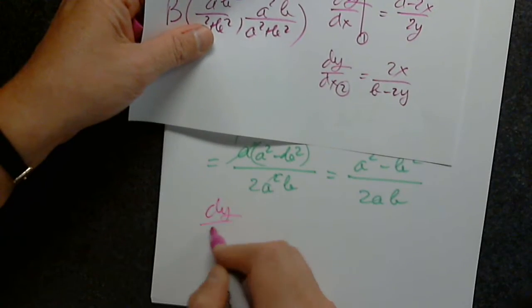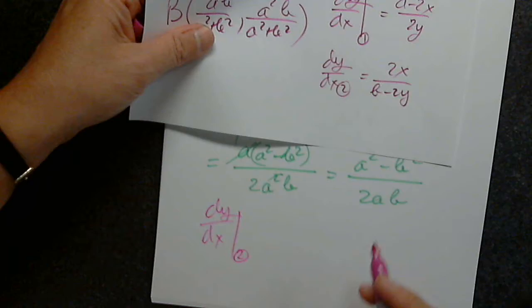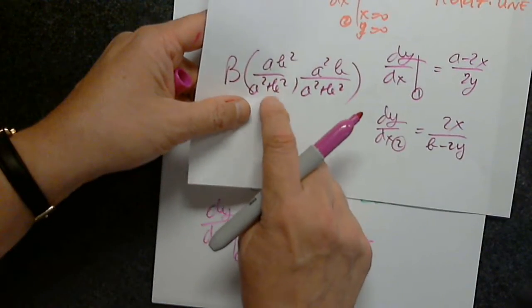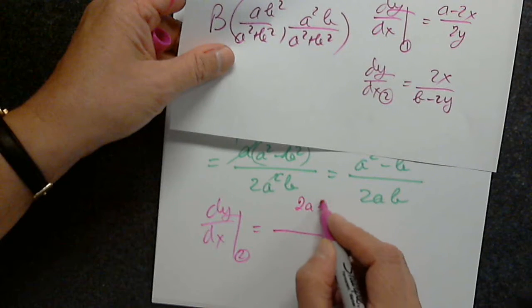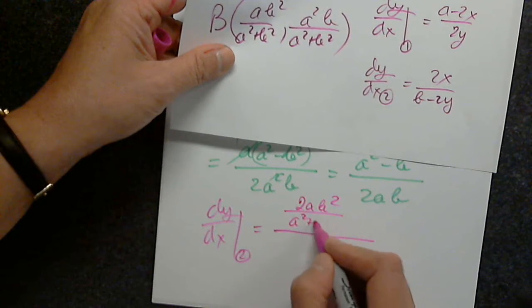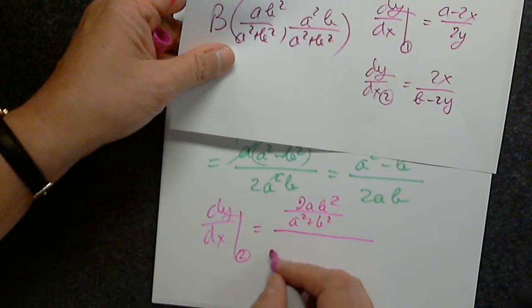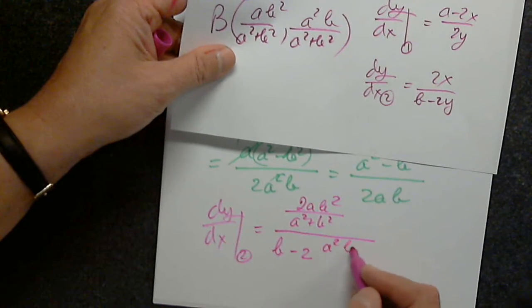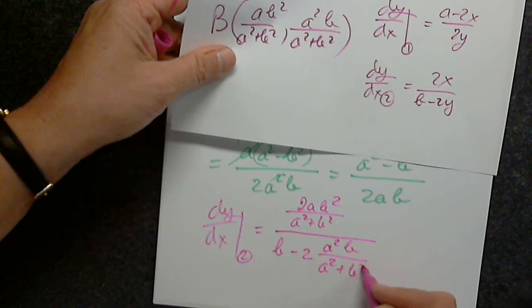So this is dy over dx for 2, which is 2 times x, 2ab squared over a squared plus b squared over b minus 2 times this, which is a squared b over a squared plus b squared.